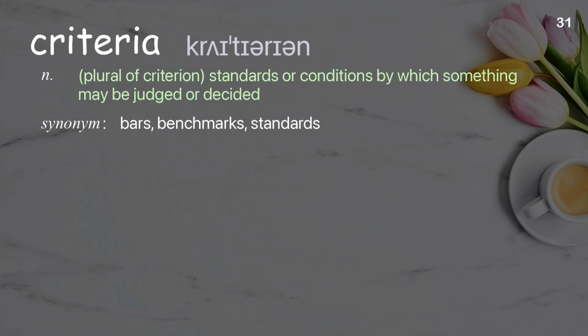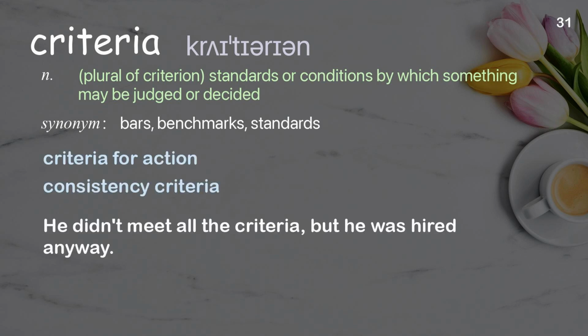Criteria. Plural of criterion, standards or conditions by which something may be judged or decided. Examples: Criteria for action. Consistency criteria. He didn't meet all the criteria, but he was hired anyway.